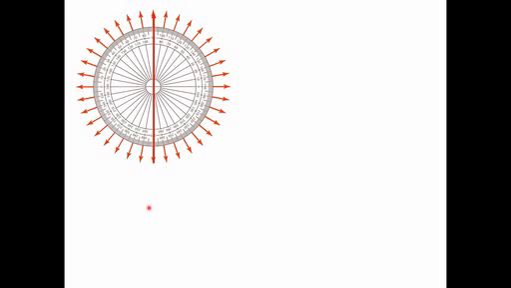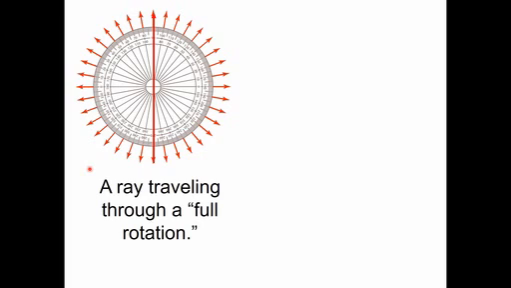Here's another picture. This is a type of protractor that's kind of nice. It's kind of nice because instead of just going to 180 and having two different scales you'd have to guess at, here you can see that this protractor starts at 0 and goes all the way around and ends up at 360 degrees. So what we actually call that ray that we just saw, it's a ray traveling through a full rotation, which again would be 360 degrees.